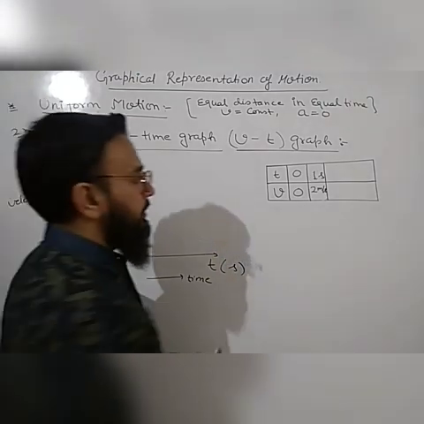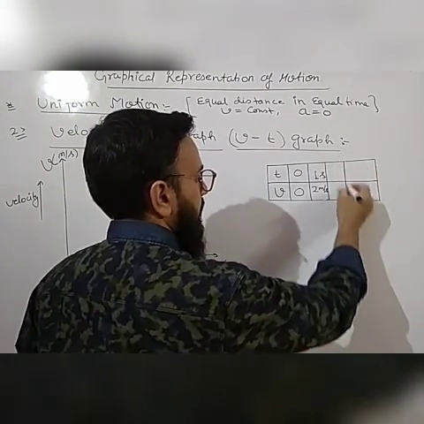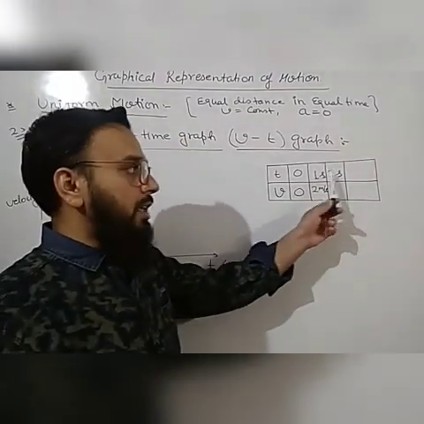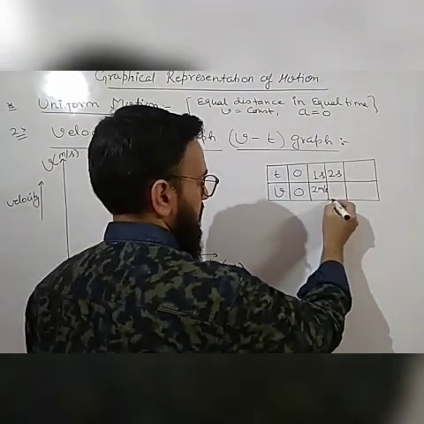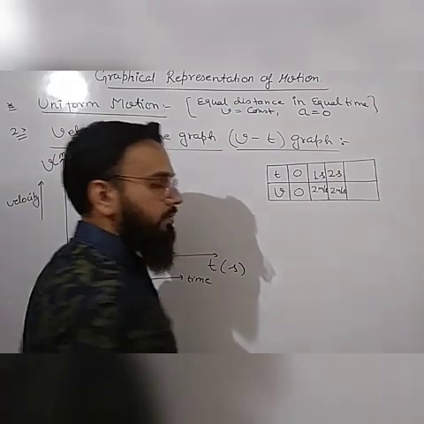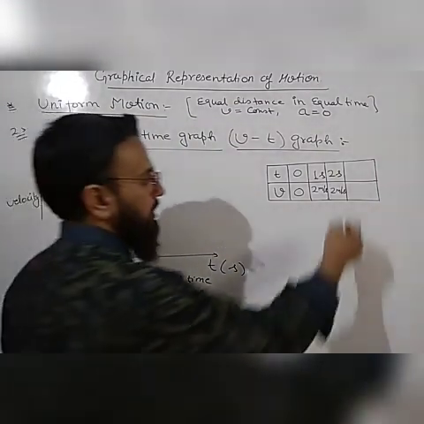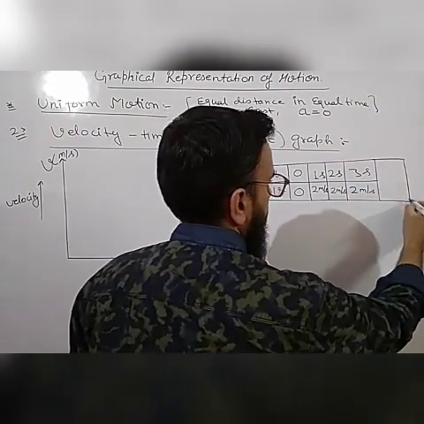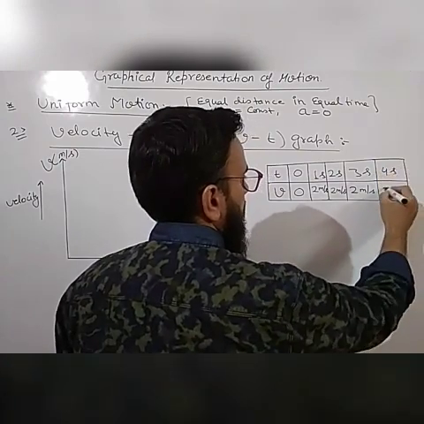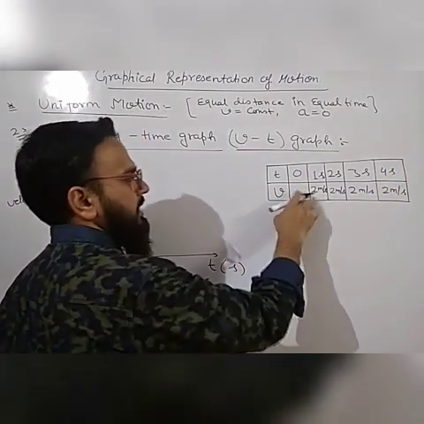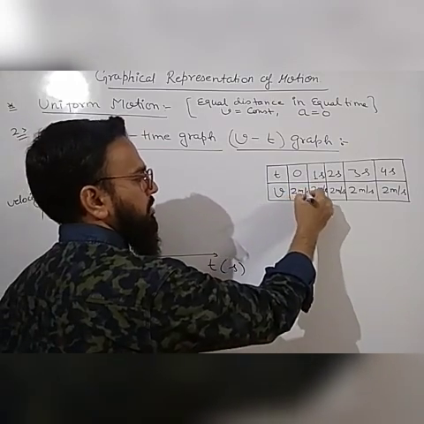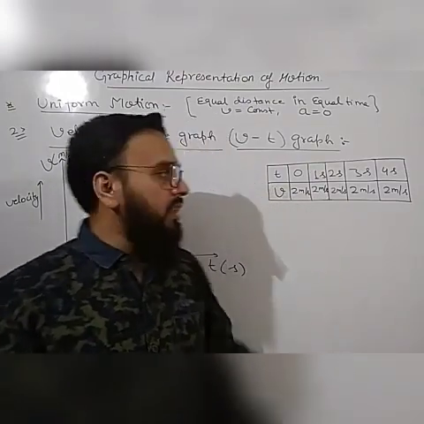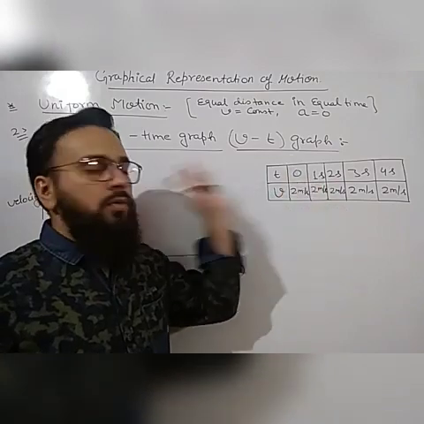Then again, if you are looking at the motion continuously, after 2 seconds this velocity is again 2 meter per second. After 3 seconds, this velocity is again 2 meter per second. After 4 seconds, this velocity is again 2 meter per second. As you start the bike and take the accelerator, it obtains a velocity of 2 meter per second.